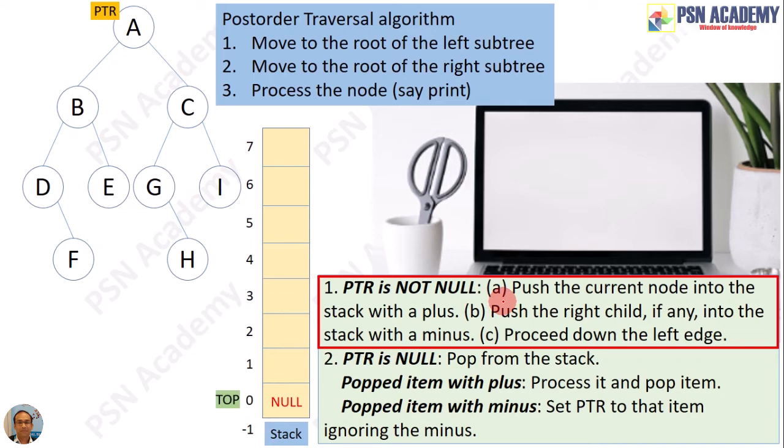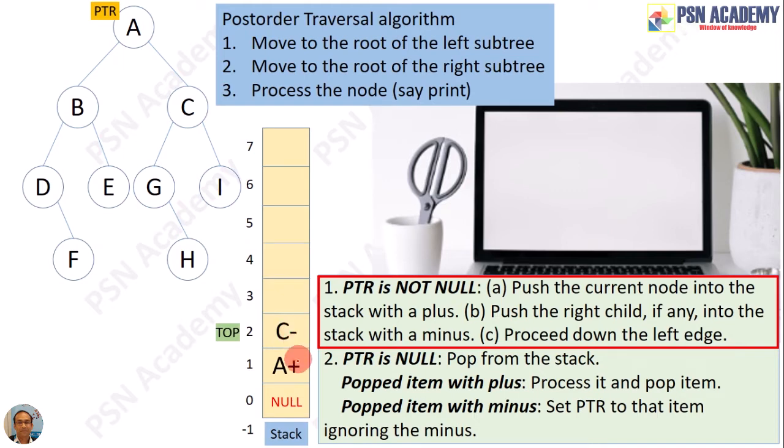What should you do? The first job: push the current node into the stack with a plus sign. The current node is A. Put it inside like this, A plus. Next, push the right child, if any, into the stack with a minus. This is optional. If you have a right child, then you will also push that right child with a minus sign. Yes, we have C as a right child. So, increment top and put C minus.